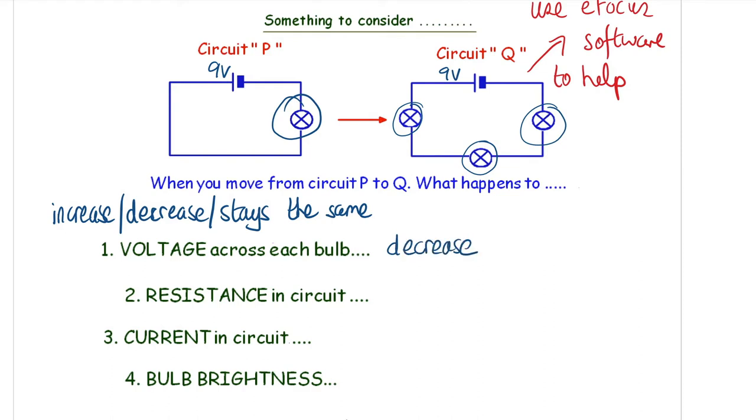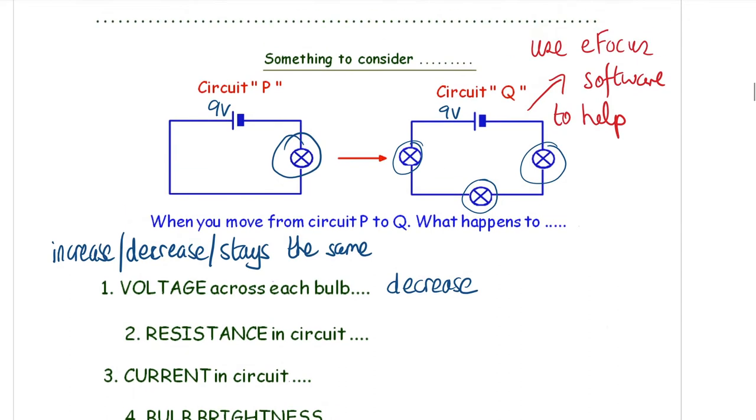I want you to think about how the resistance, the current, and the brightness will change. I've put a little annotation here on the right-hand side to help you with that thinking. Use eFocus software to help. I'll show you quickly where that is now.